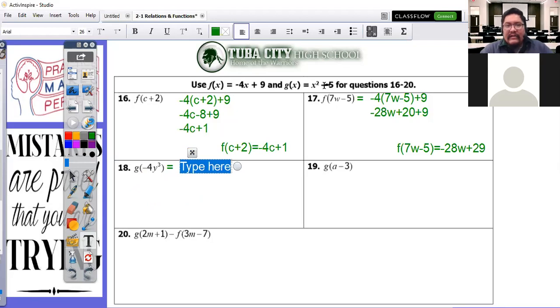Okay, so for g, we're gonna need this one here. So x squared minus 5, x squared minus 5. And now I need to put in negative 4y to the third.